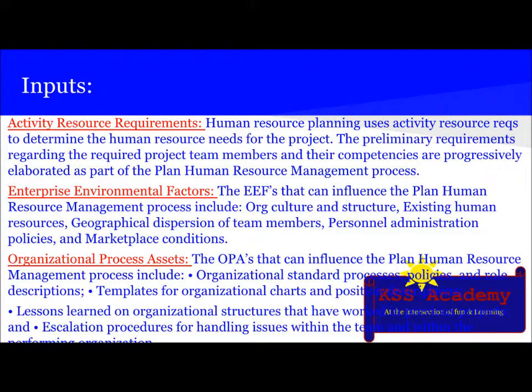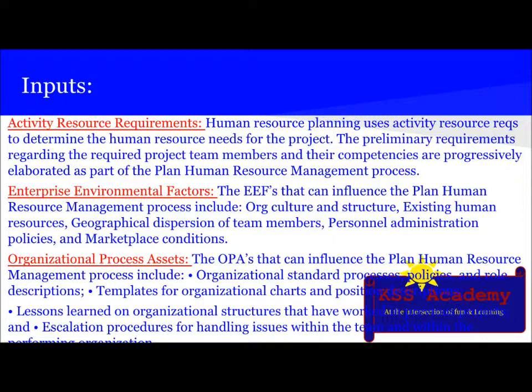The next input involved is activity resource requirement. Human resource planning uses activity resource requirement to determine the human resource needs for the project. The preliminary requirements regarding the required project team members and their competencies are progressively elaborated as a part of the plan human resource management process.